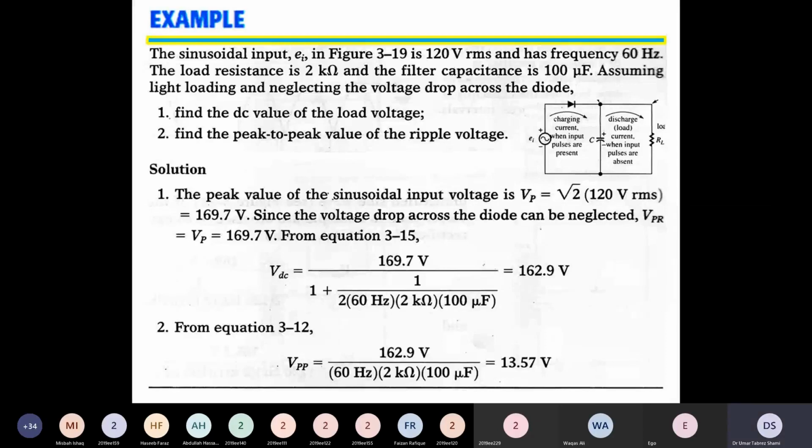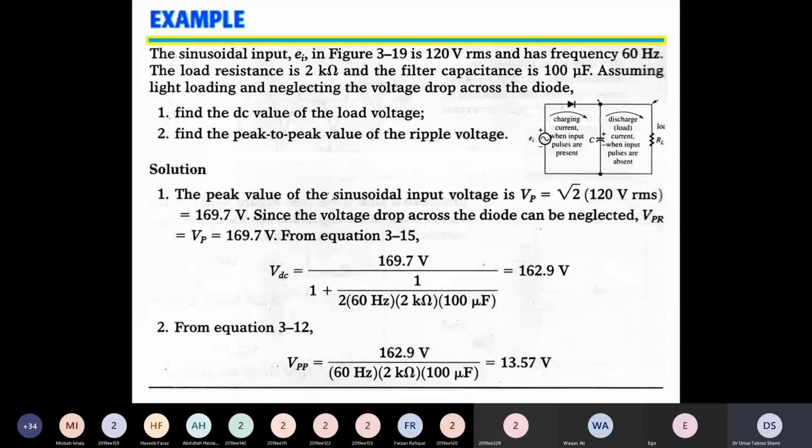169.7 is very large compared to 0.7 volt of the silicon diode. Therefore, we can neglect or ignore the 0.7 volt drop of the diode. So this gives us a peak voltage. The DC voltage will become 169.7 divided by the bracket 1 plus 1 over 2 f R L C. And this gives us 162.9 volts. This is the DC voltage available across the output while using 100 microfarad capacitance.